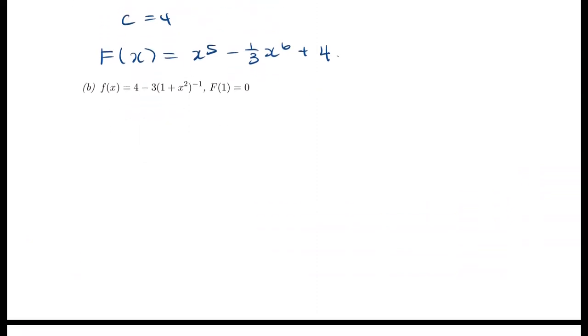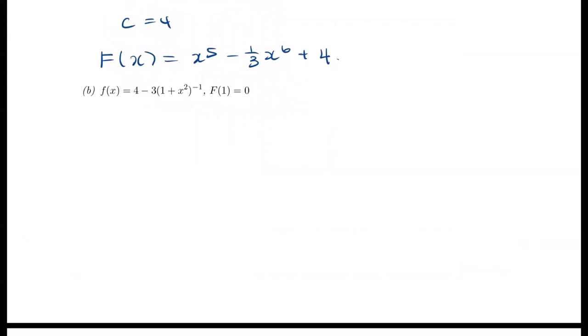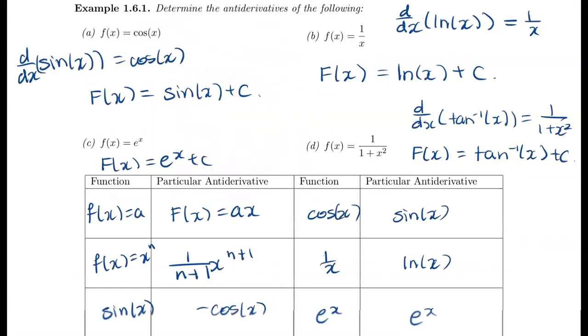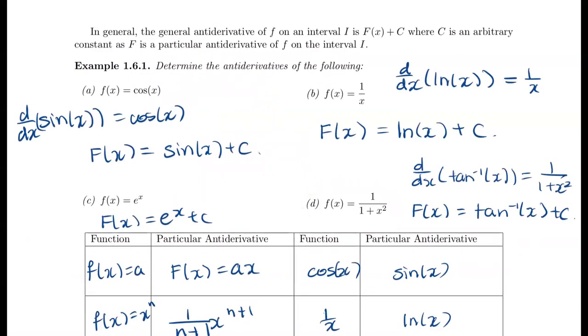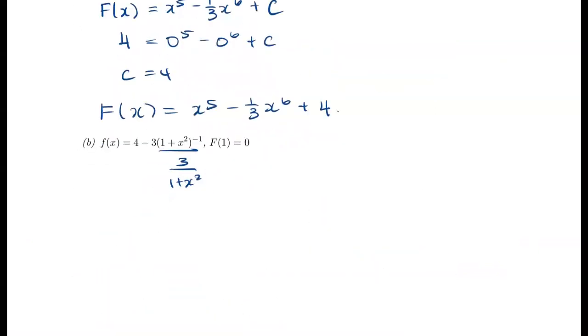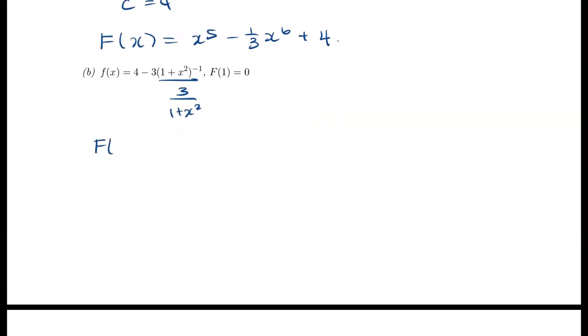And so let's have a look at part B, where we have f of x is equal to 4 minus 3 times (1 plus x squared) to the power negative 1. We're given that f at 1 is 0. So we could also rewrite this a little. Note that this part here is also the same as saying 3 divided by 1 plus x squared. We know the antiderivative of this. We found it over in part D here. So f of x here would just be 4 times x, minus 3 tan inverse of x plus c.